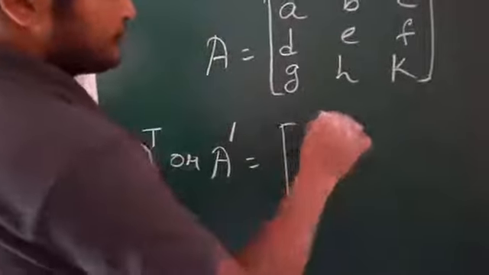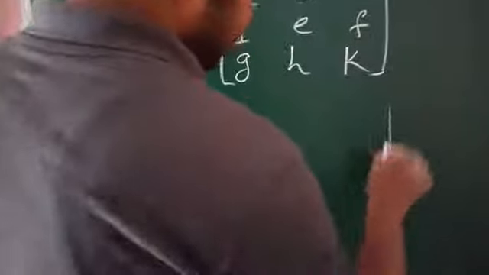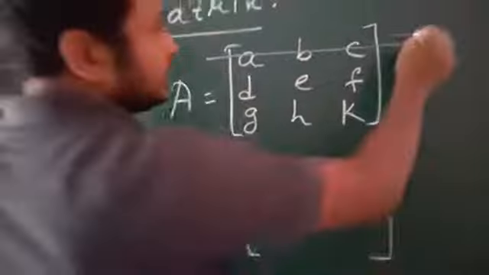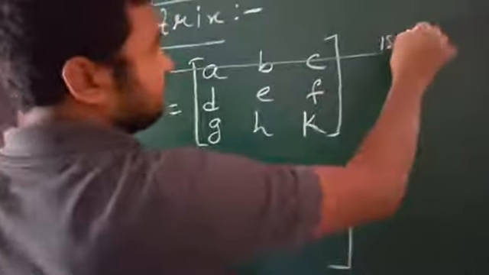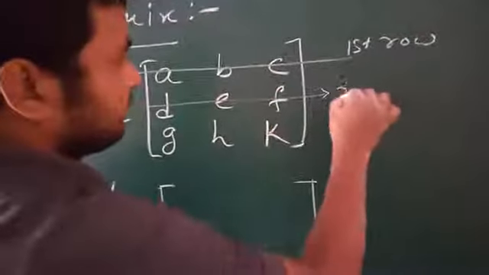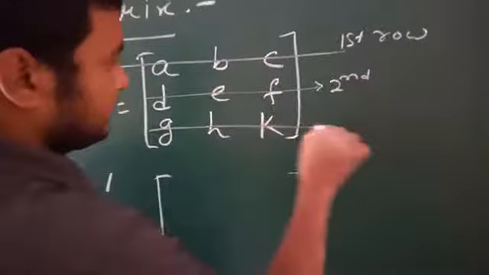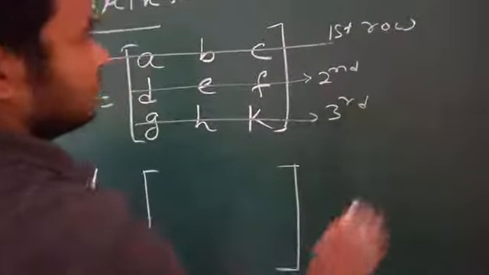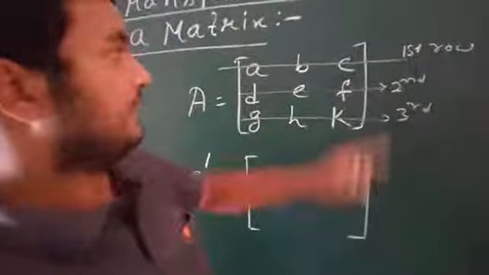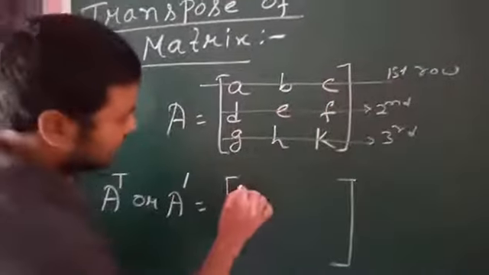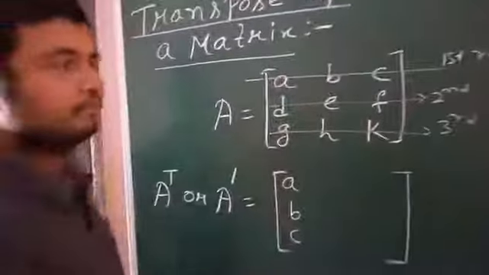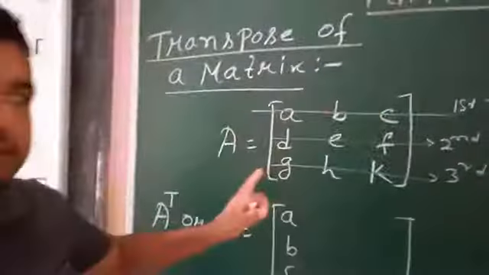So for the transpose of a matrix, you have to sense this is a row. This is the first row. This is the second row. This is the third row. So first row elements are A, B, C. This is the first row element. So this first row you write as first column. First row you write as first column.